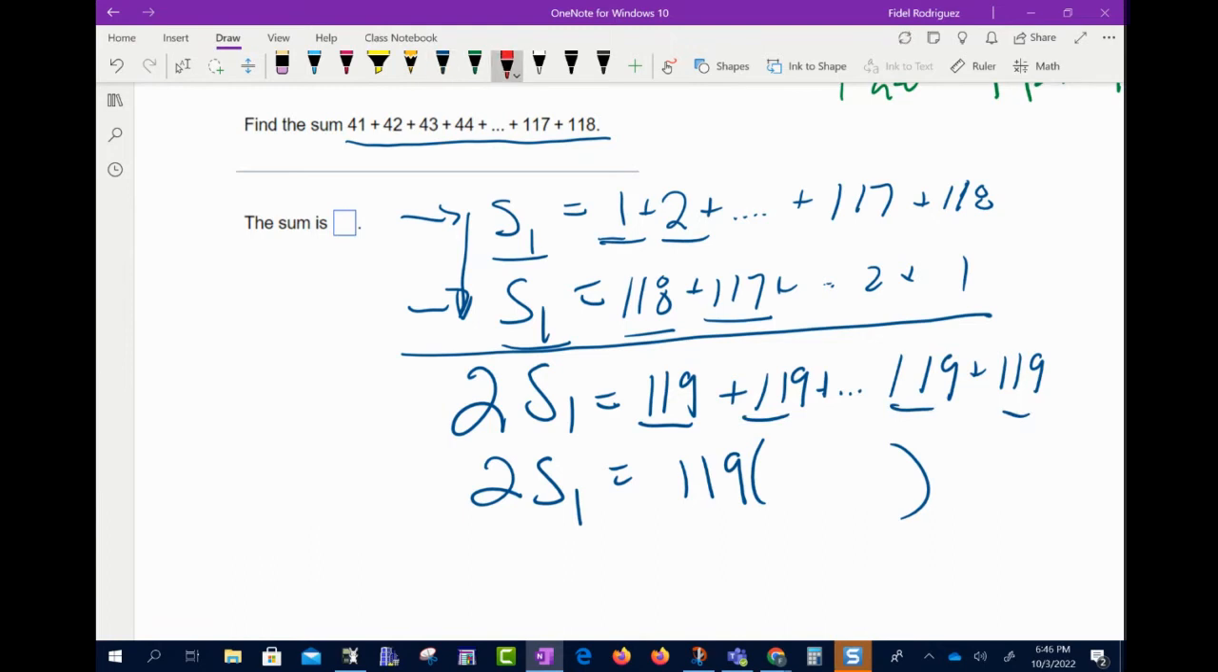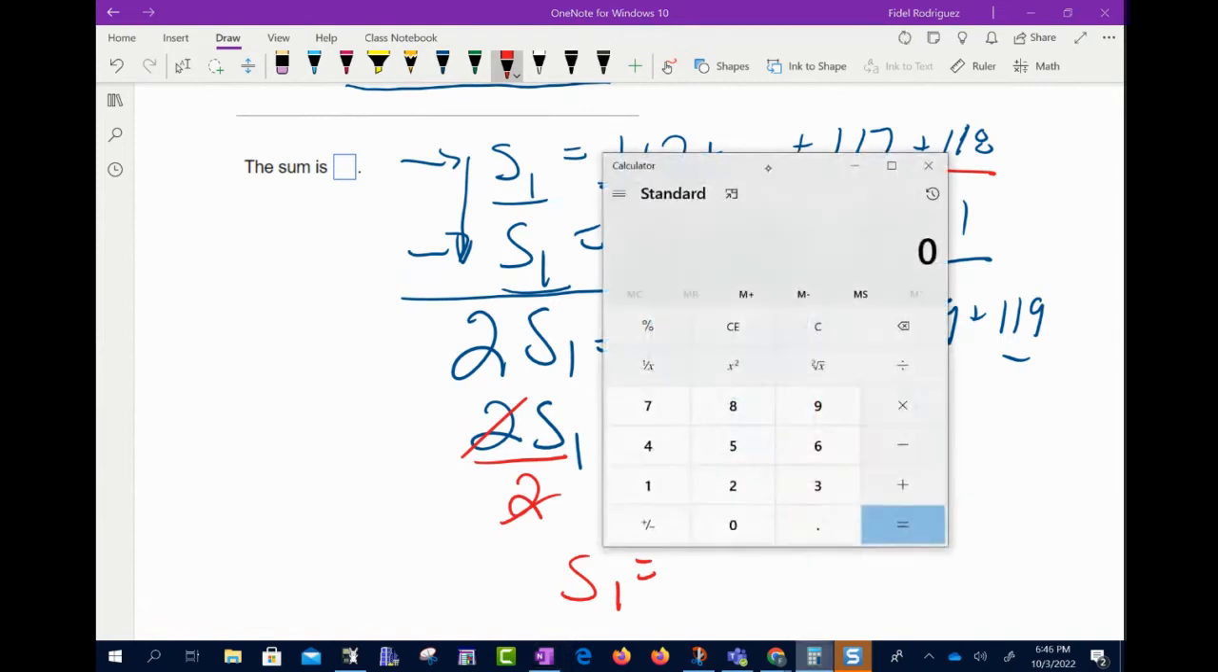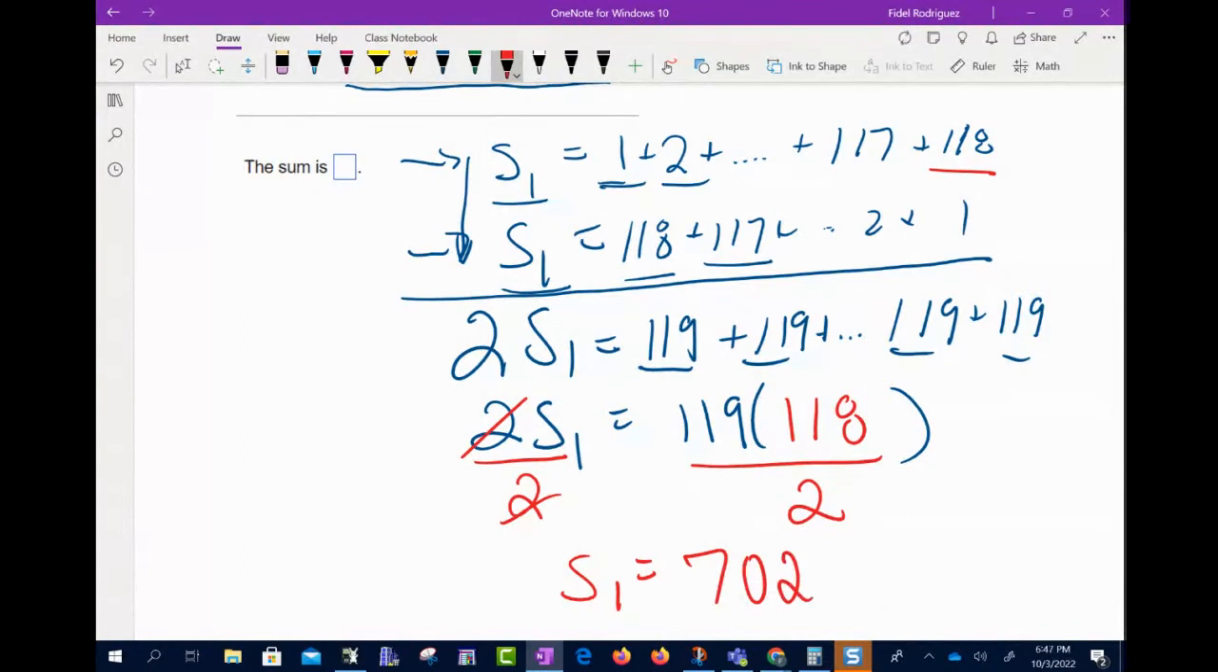And if we wanted to know how many times are we adding it up, we could just look at the last number there. We're really adding this thing up 118 times. So if we wanted to find the sum 1, what we would do then is we would divide everything here by 2. And I would say sum 1 is going to be, and I'm just going to take my calculator right here. This is just a real basic calculator, but I'm going to say what's 119 times 118 and divide it by 2. And I would come up with 7,021.